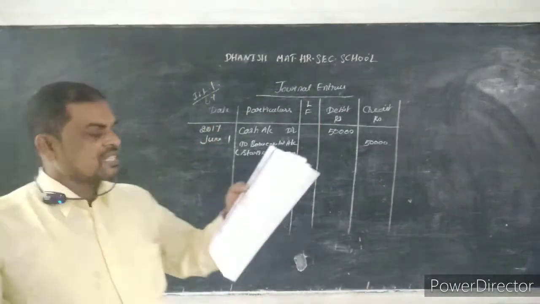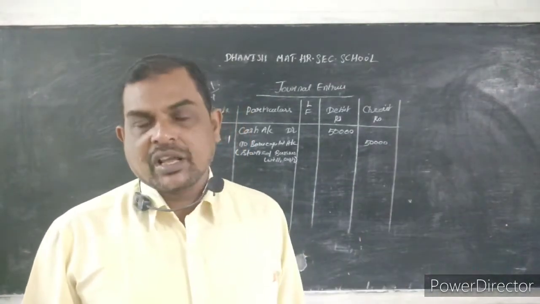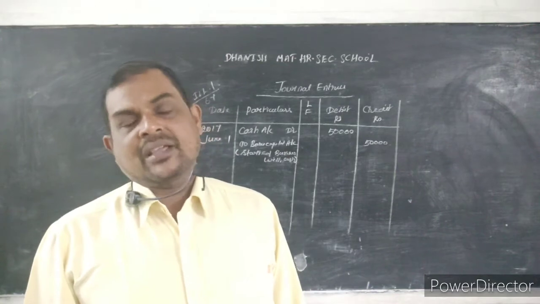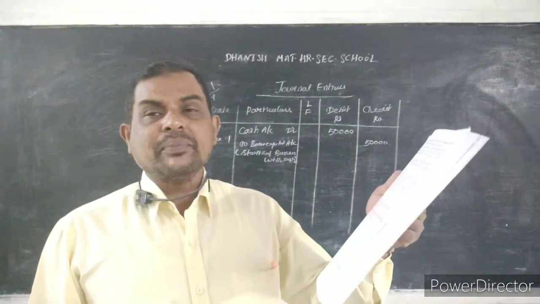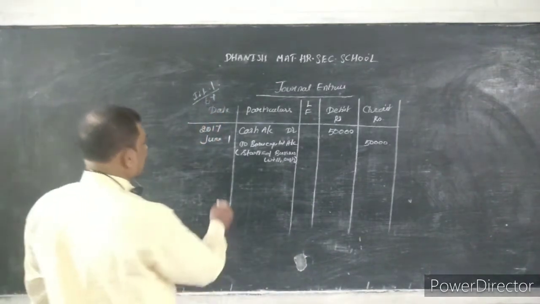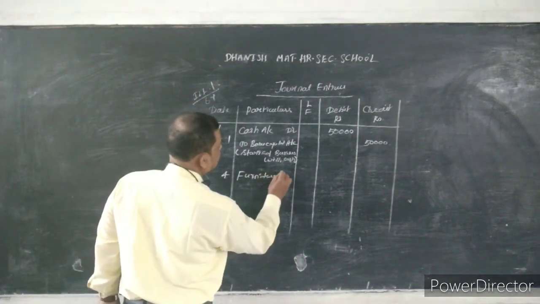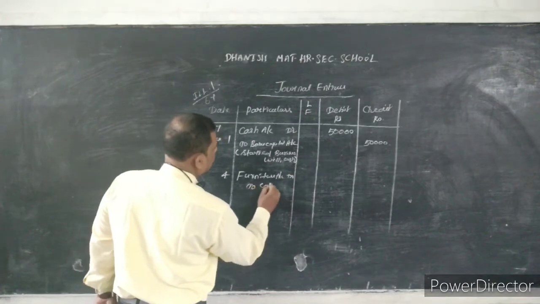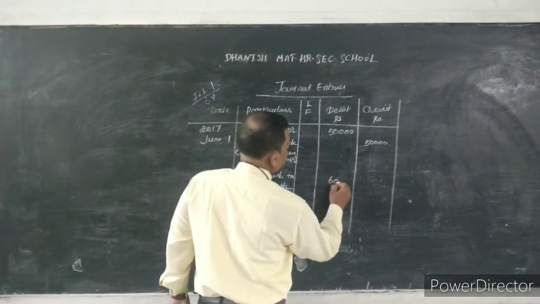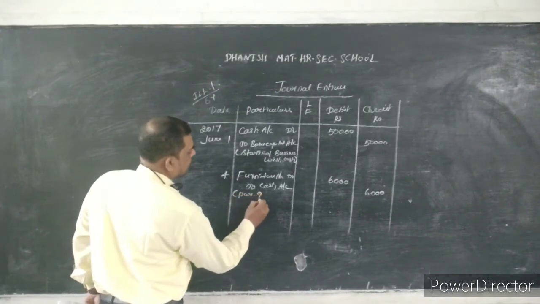What is the second journal entry? Date 4. Purchased furniture by paying cash. Furniture is an asset. Asset is a real account, so an asset always comes in the debit side. The asset was purchased by cash, so furniture account debtor to cash account. The date is 4. Furniture account debtor to cash account. Amount is rupees 6,000. Purchase of furniture.